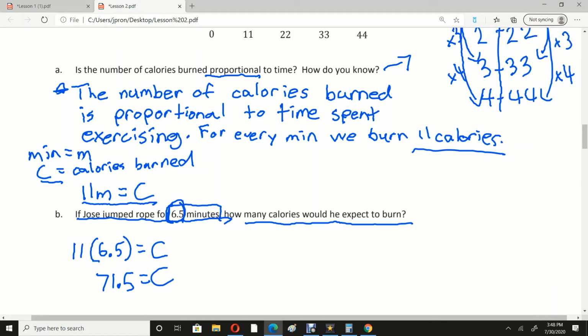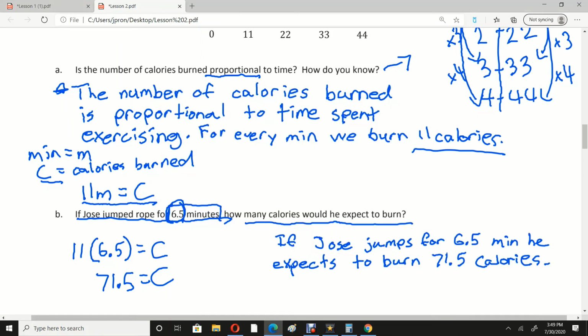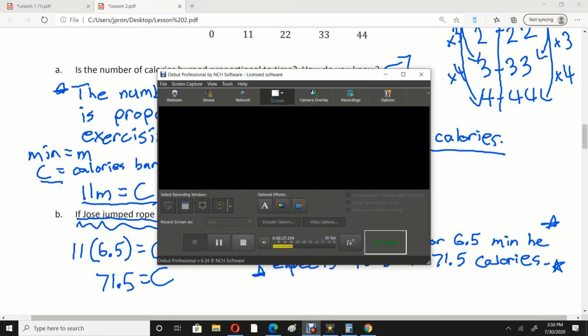Is this proportional? If we divide this by 11, will we get back 6.5? Yes. So again, when responding to constructed response questions, remember to check your rubric. This right here is an example of an all-star response. If Jose jumps for 6.5 minutes, he expects to burn 71.5 calories. Remember to restate the question. Since that was the question, we restated it in our answer. That would be a beautiful response.